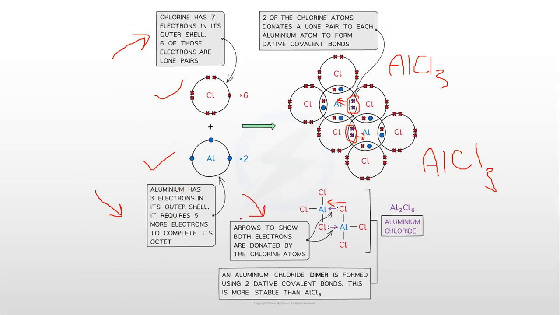Arrows to show both electrons are donated by the chlorine atom in the aluminium chloride dimer. Dimer क्या होता है? जो आपको same एक जैसे element दो same molecules combine करते हैं which are same is known as a dimer is formed using two dative covalent bonds. This is more stable than AlCl3. Al2Cl6 aluminium chloride is more stable than AlCl3 जब वो non-dimer form में होता है.